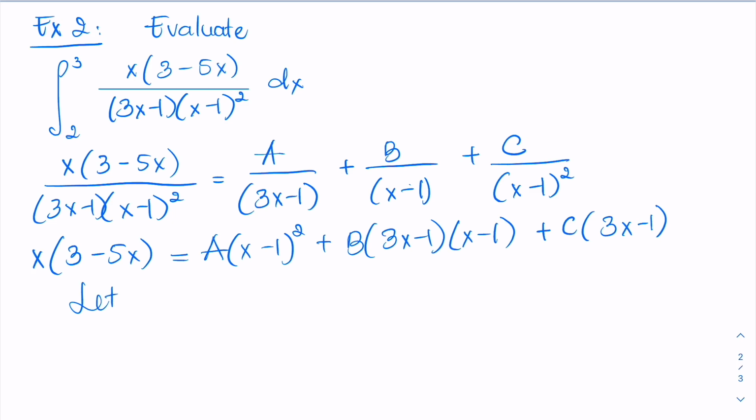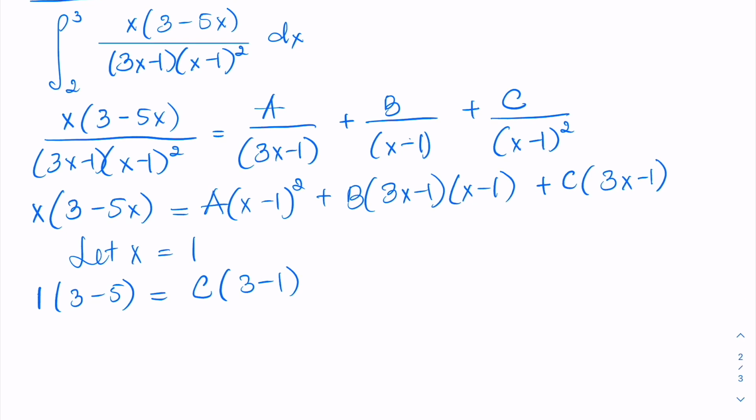Now, as you can see, if we let x equal 1, this one is going to cancel out. This one is going to cancel out. So we'll be able to solve for C here. So I'm going to let x equal 1. So I have 1 here, 3 minus 5. Cancel, cancel. C is going to be 3 minus 1. So we have negative 2 and 2C. Therefore, C is negative 1.